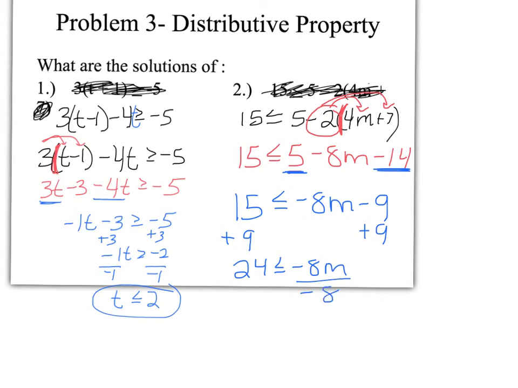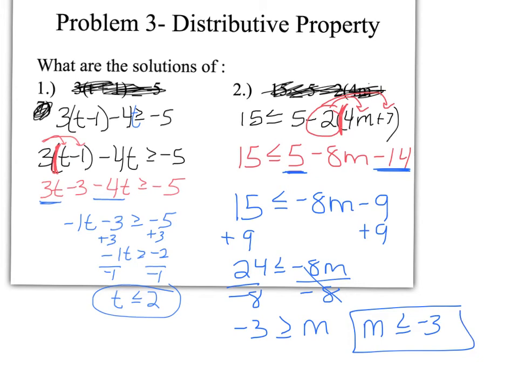And we divide both sides by a negative. We have to flip the sign around. So instead of it being less than, it needs to be greater than. We have m on this side, and we have negative 3 on this side. So you can leave it like that, but I always like to flip them around. I like to make it m is less than or equal to negative 3. Okay, so that's solving inequalities using the distributive property.